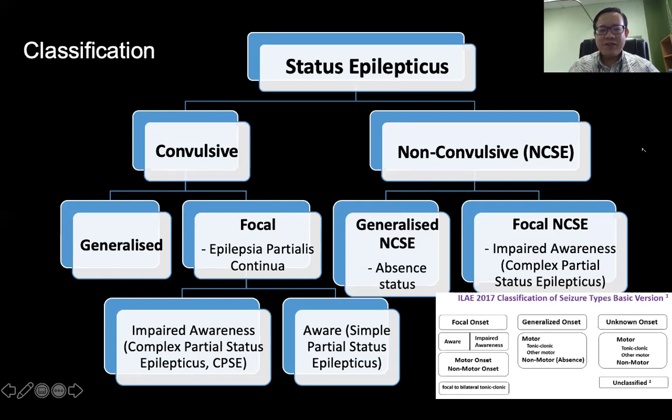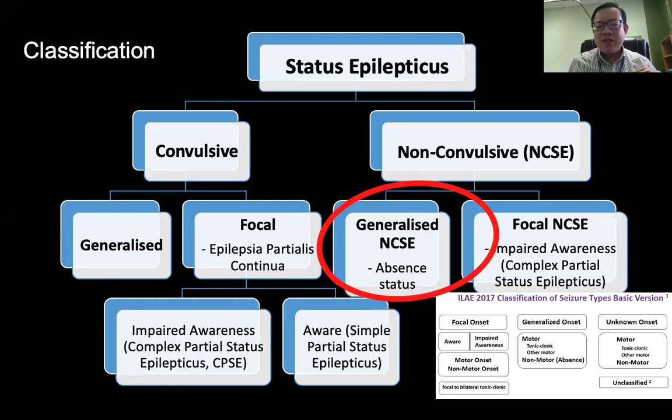Generalized non-convulsive. Okay, how about others? Is it generalized or focal? Yes, non-convulsive. Is it generalized or focal? All right. Okay. So what happened is the patient doesn't have jerks anymore. The GTC is before the EEG, but the EEG shows continuous generalized discharges. So this is non-convulsive, but they are generalized.